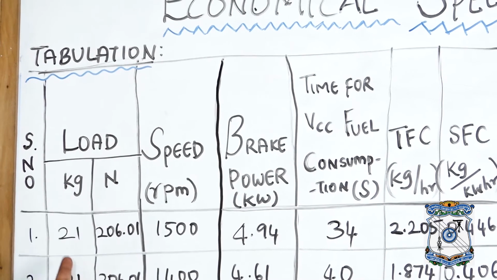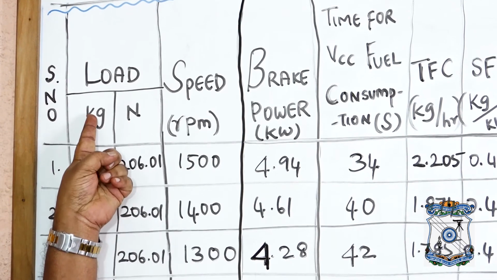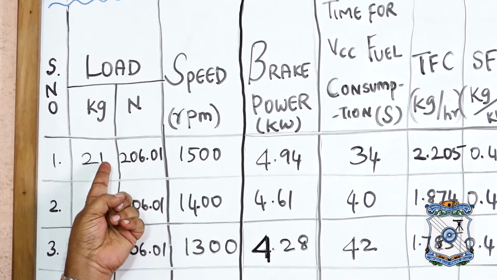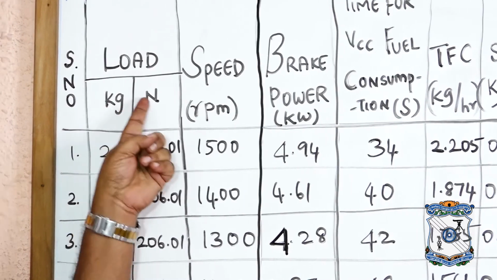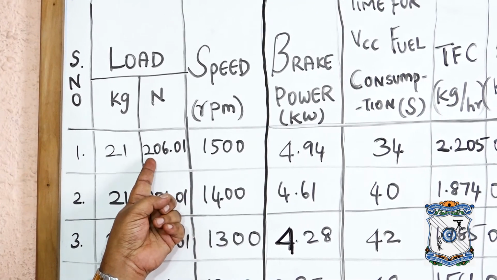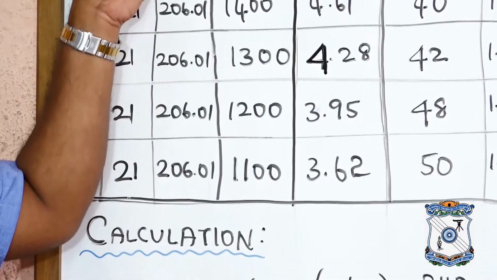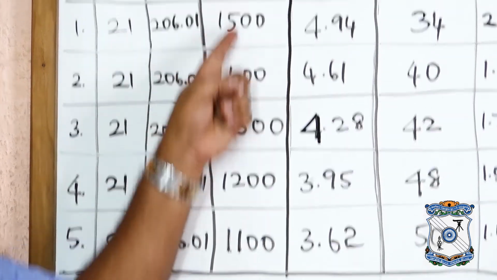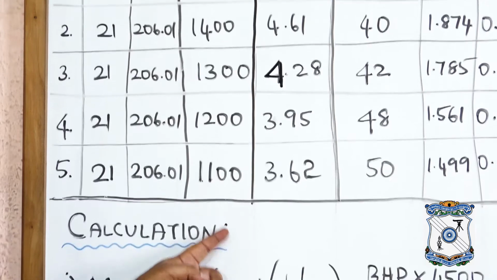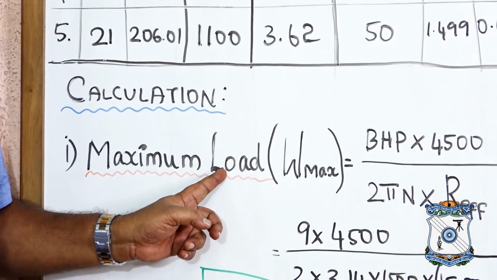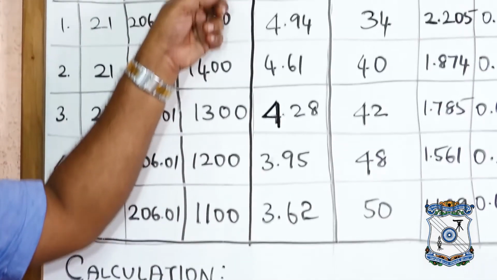You can see here, the load on the engine is kept constant. It is around 21 kg. We are going to convert this load into Newton. If you multiply this by 9.81, you will get the value of this kgf in terms of Newton, that is 206.01. For all the 5 sets of readings, the load is kept constant, and we have varied the speed from 1500 to 1100. Even this can be extended up to 900 rpm if you are not getting the economic speed.